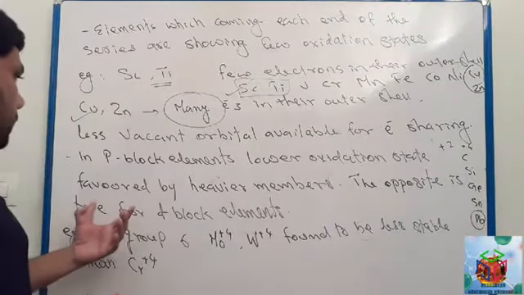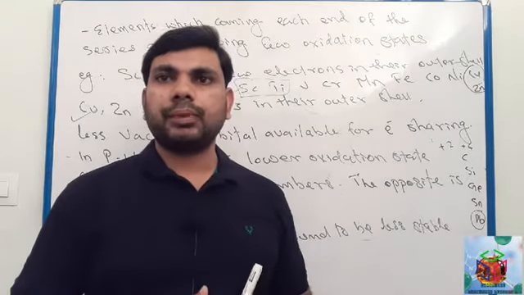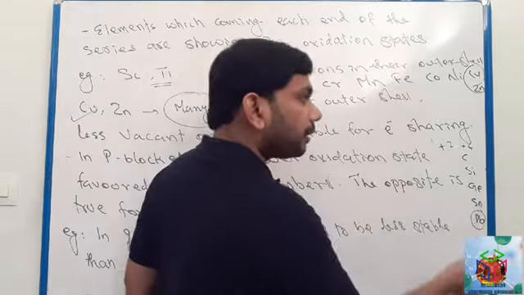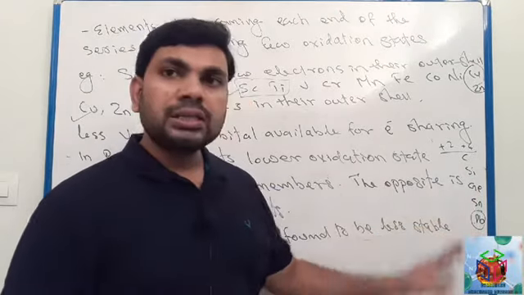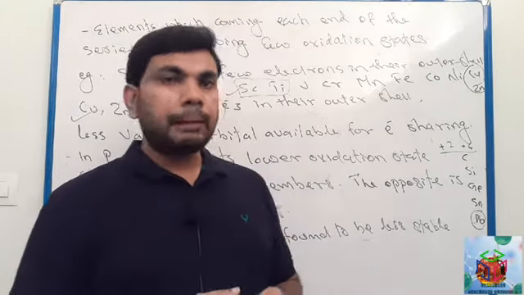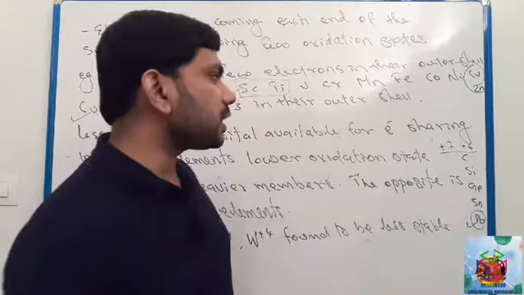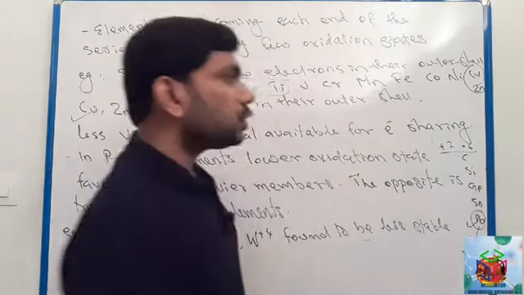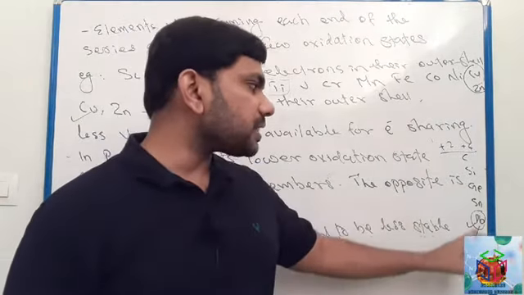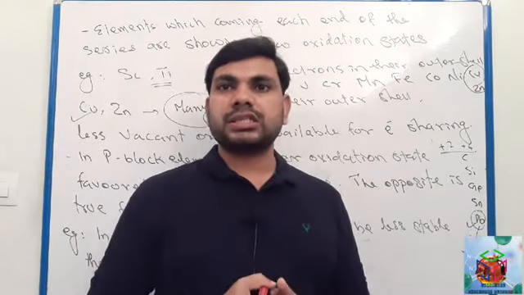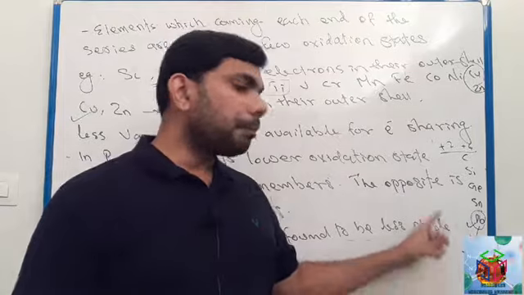Look here, next we have to discuss p block elements. In p block elements, heavier elements show lower oxidation states. For example, carbon, silicon, germanium, tin, lead show +4 and +2 oxidation states. But for heavier elements like lead, the most stable oxidation state is +2, not +4, whereas carbon, silicon, germanium show +4. So in p block elements, heavier elements favor the lower oxidation state, +2.